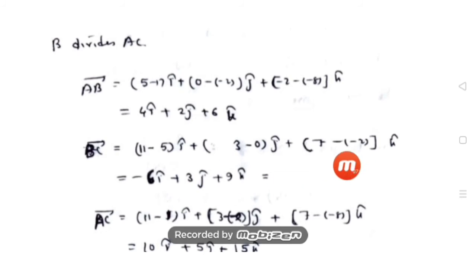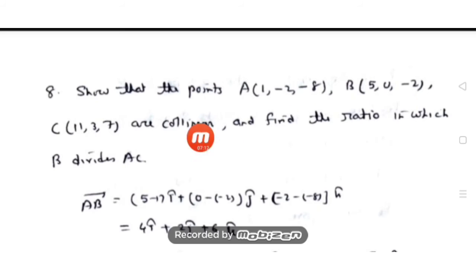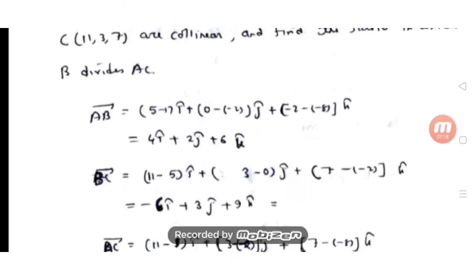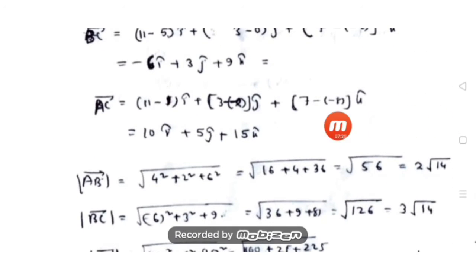And this is 9 k cap, right? And then AC. What is AC? Position vector of C minus position vector of A. What value do we get? 11 minus 1 is 10, 3 minus minus 2 is 5, and 7 minus minus 8 is 15. Right, so it is 10, 5 and 15. Then I get the value of AB, BC and CA.